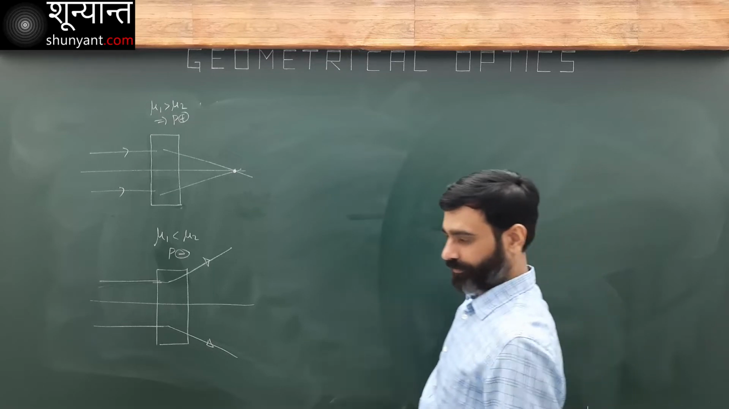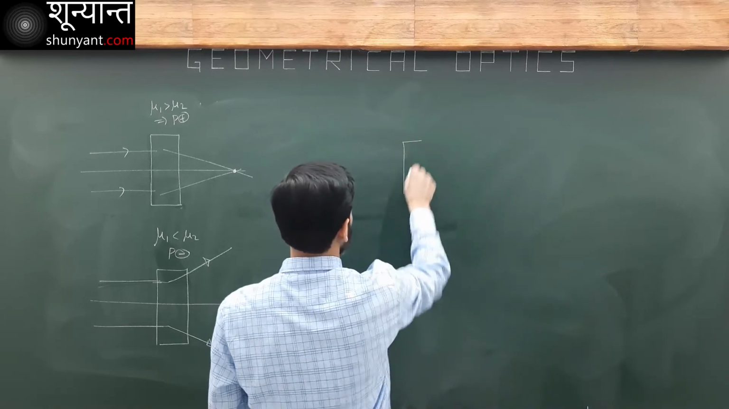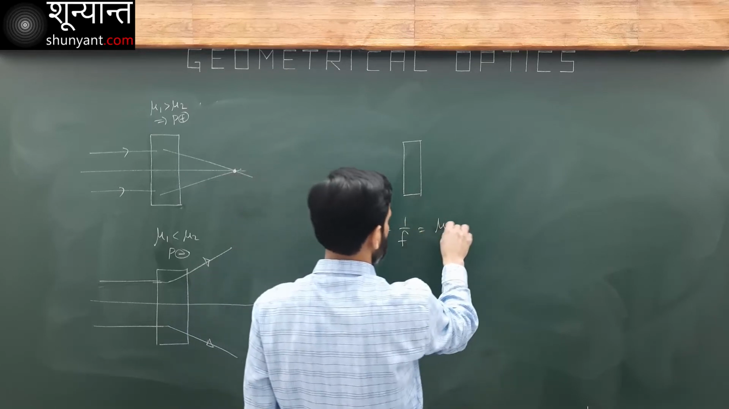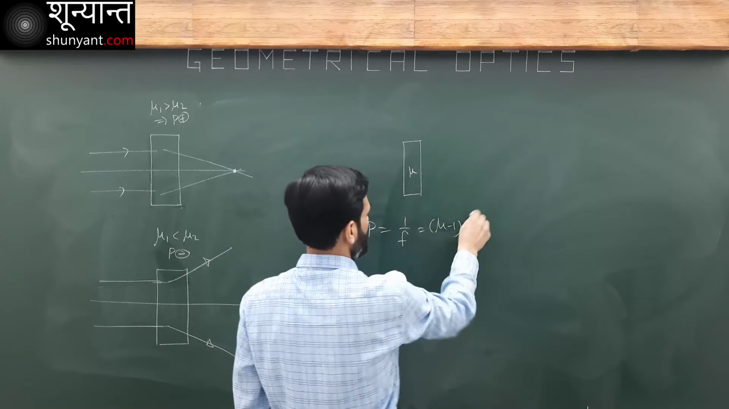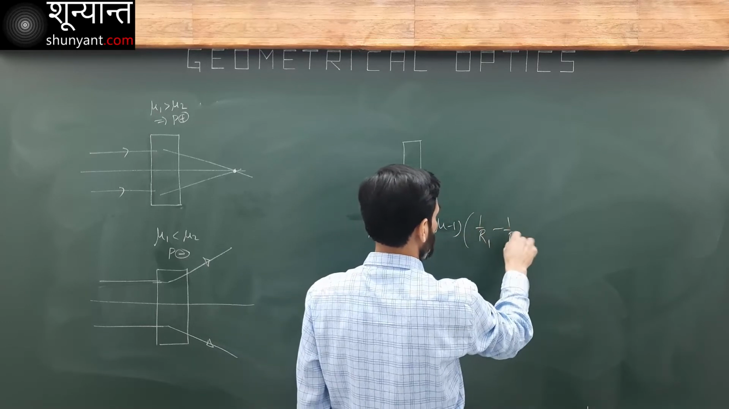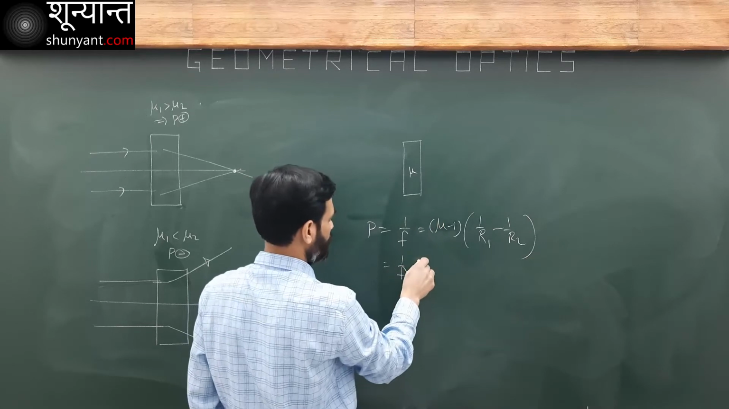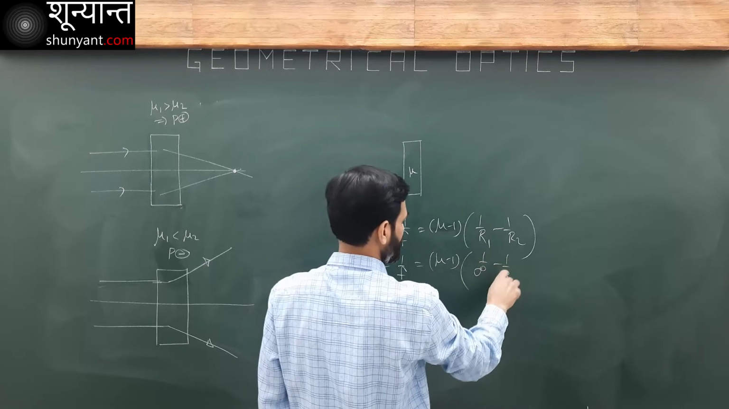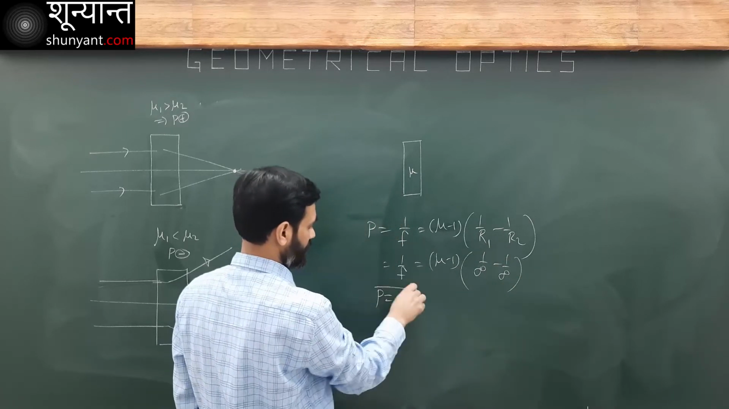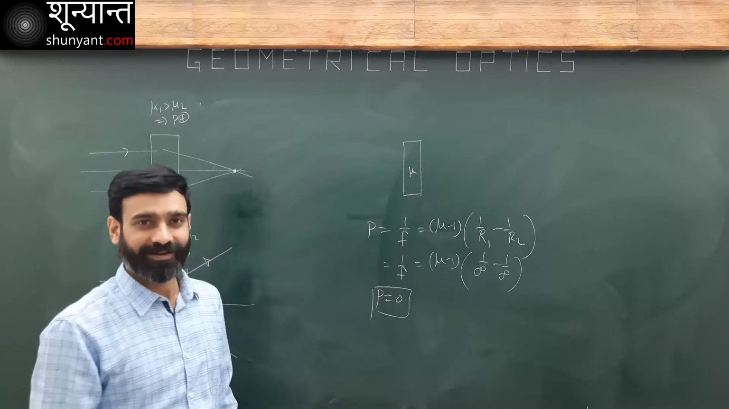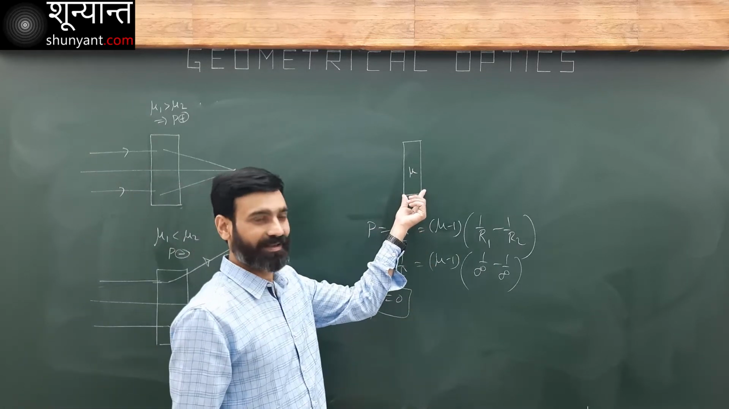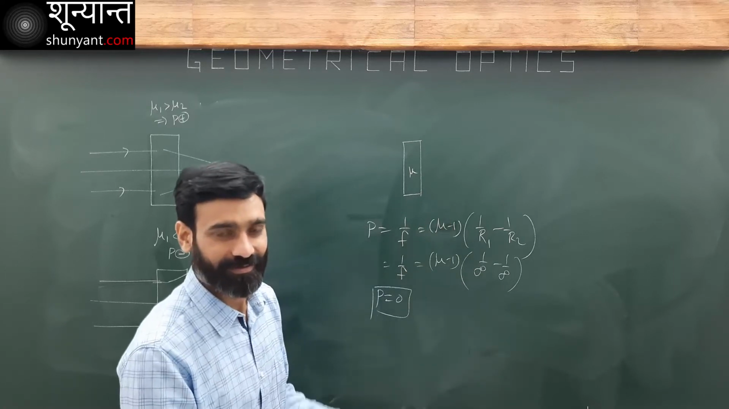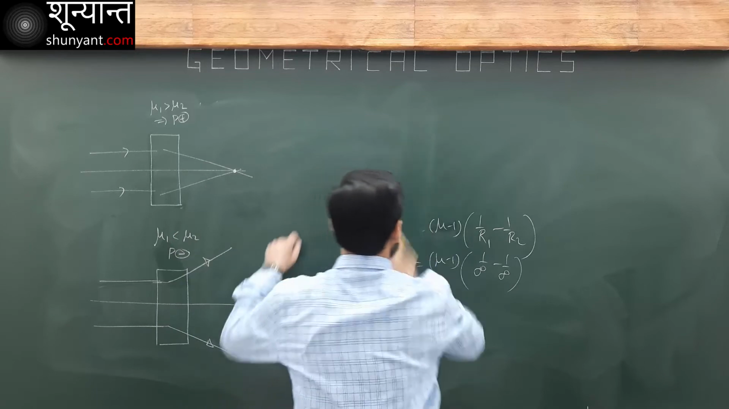By the way, power is also going to be 0 from the lens maker's formula. Power, 1 over f, is mu minus 1 times 1 over R1 minus 1 over R2. So 1 over f is equal to mu minus 1 times 1 over infinity minus 1 over infinity. For a parallel glass slab, both surfaces have infinite radius, so power is going to be 0. That also you can use. This is one other connection.